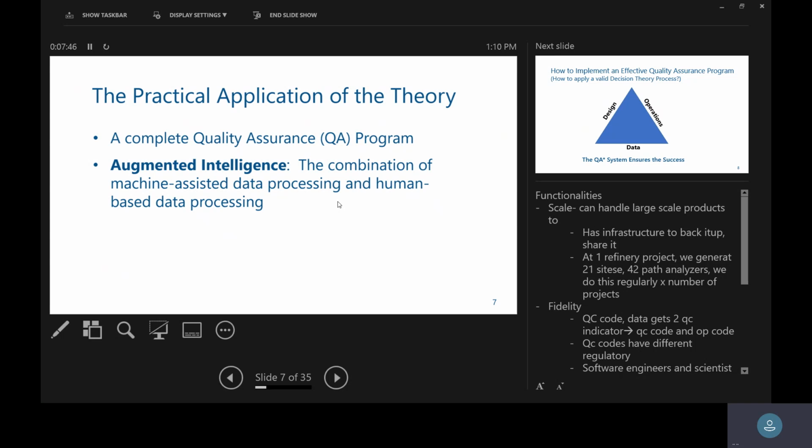Now, we all want to know about the practical aspects of this. So ultimately, it comes down to having a complete quality assurance program. And I saw a term just a few days ago that really crystallized for me what that means, to have some automated processes combined with the human-based process. And that term is augmented intelligence.